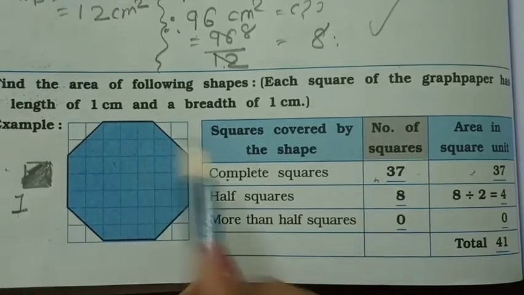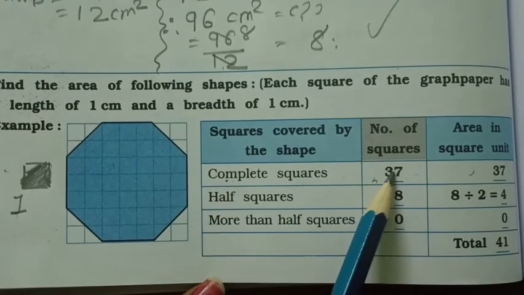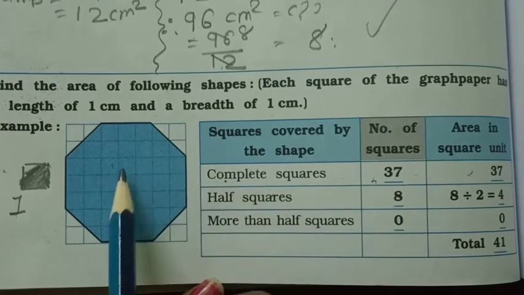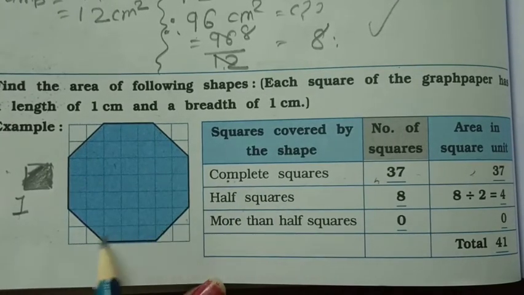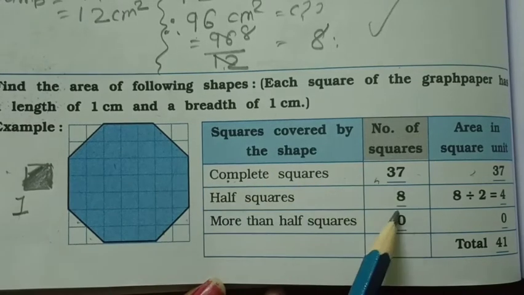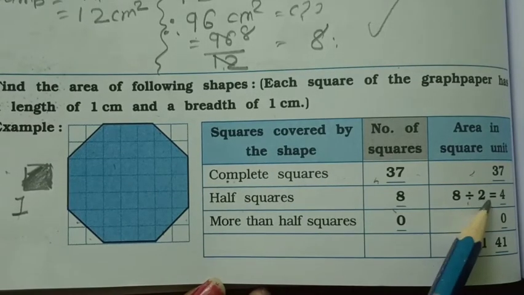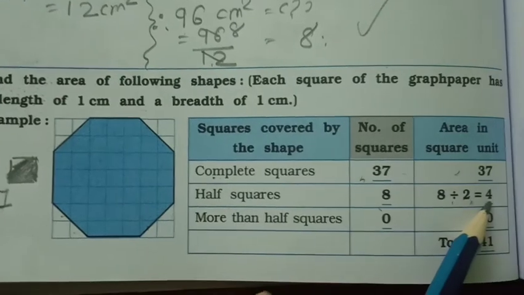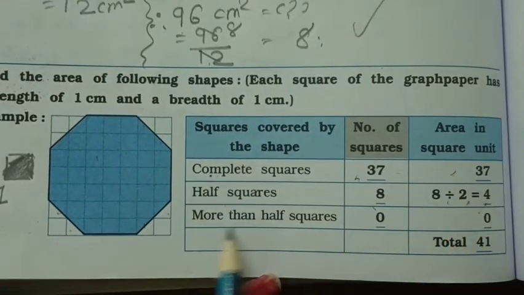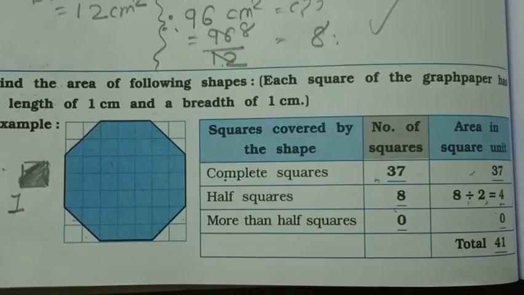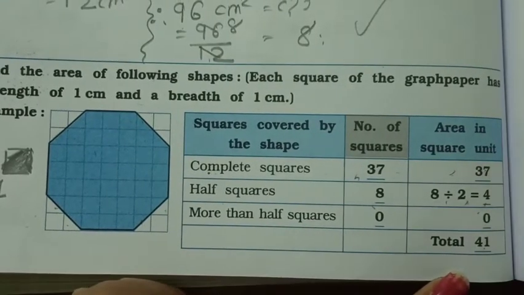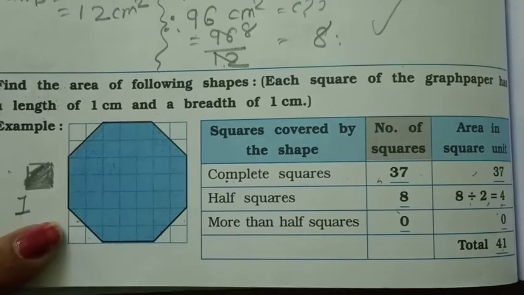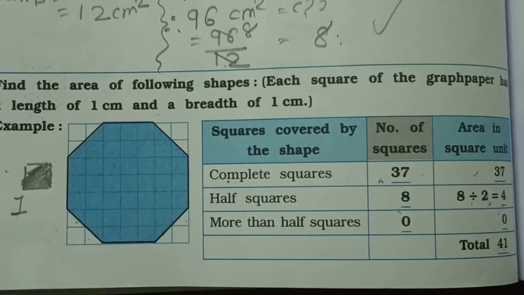So here complete squares are 37, half squares we have 8: 1 2 3 4 5 6 7 and 8. So they are half, that is why 8 divided by 2 is 4. More than half is not there. And at last we simply add everything: 37 plus 4 is 41. So the area of this figure is 41.